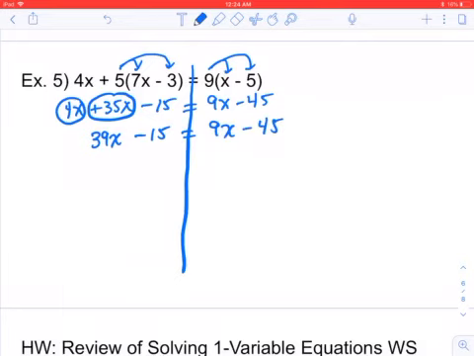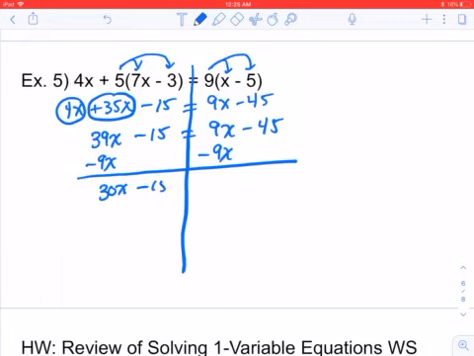Now we want to go ahead and balance the x's. We've got 9x on the right. I'm going to go ahead and subtract that. So use negative 9x on both sides. That leaves me with 30x on the left minus 15 equals negative 45.